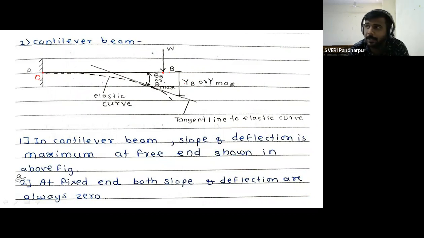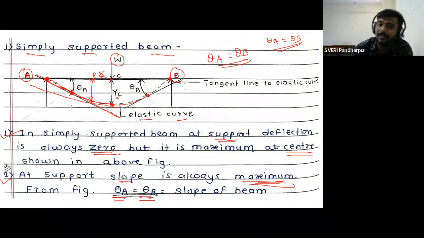So write down these two statements also. Slope and deflections both are maximum at the free end because the maximum bending is taking place at the free end. And due to the fixed support, that is at point A, both values are 0. So we are calculating slope and deflection at point B only. We are not calculating slope and deflection at point A. But in simply supported, maximum deflection value we are calculating at the center point, and maximum slope value we are calculating at the support point.